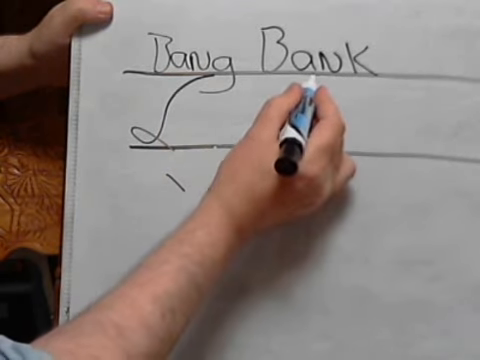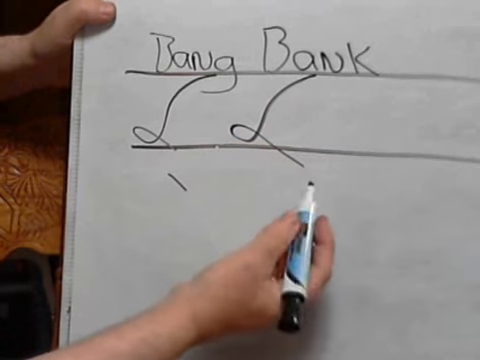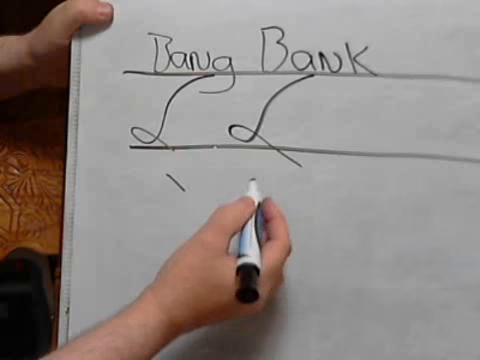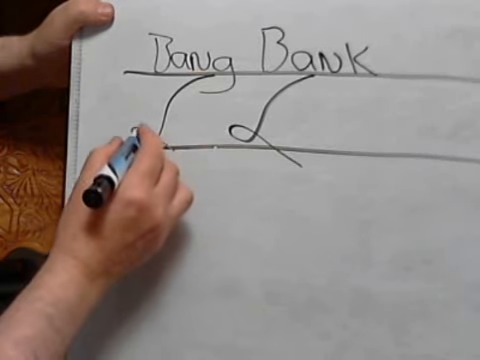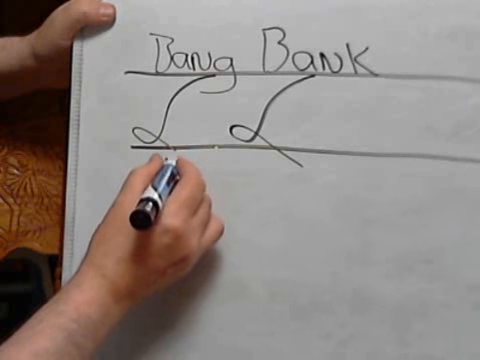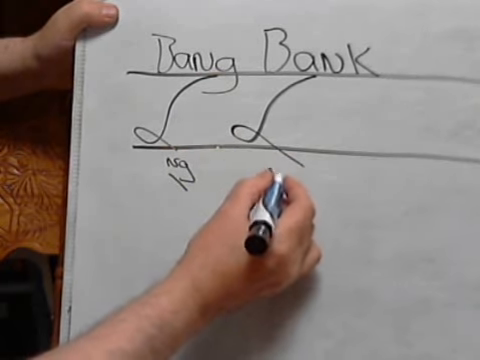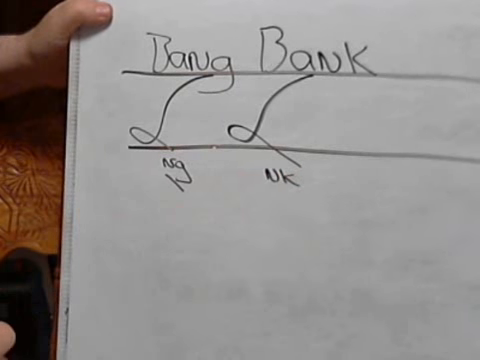Now watch the word bank. B-A-N-K. It is the same stroke going down, but it's a little longer. So this little stroke right here, that is your N-G. And this longer stroke here is your N-K.